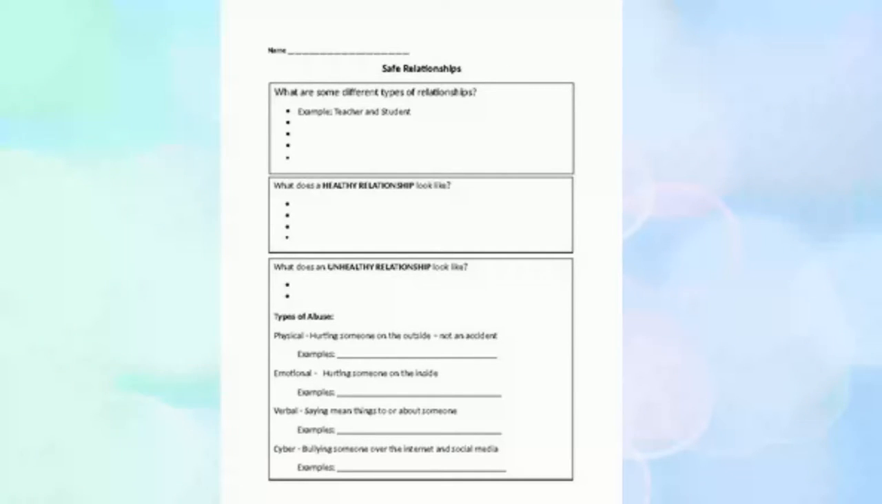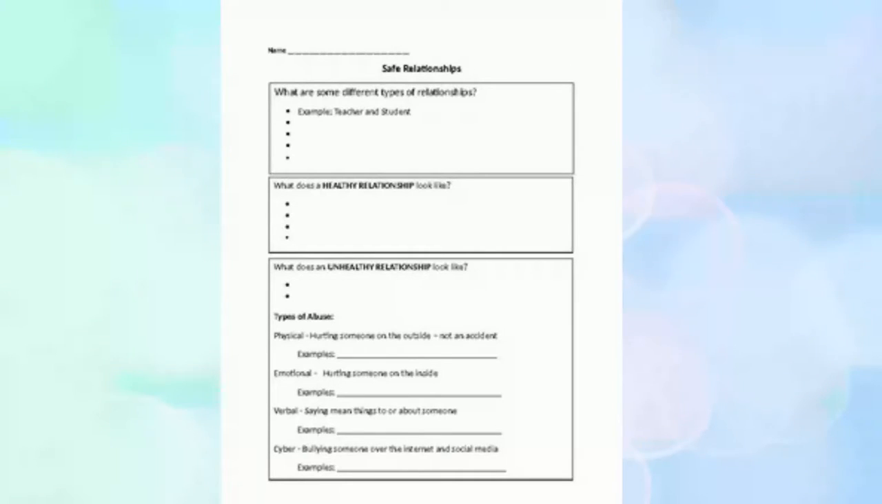So if I said mom and child, you could ask, what does a healthy relationship look like? Then you would say, maybe that person is caring for you, that person is loving you, that person really trusts you, respects you, all that stuff. So you can use one of your examples and refer back to that.